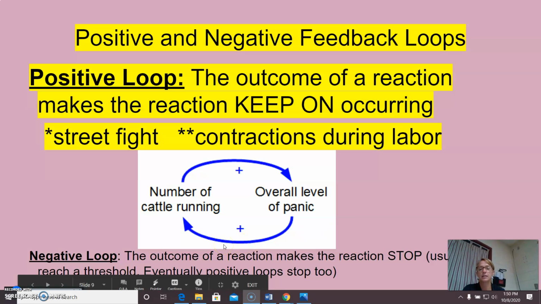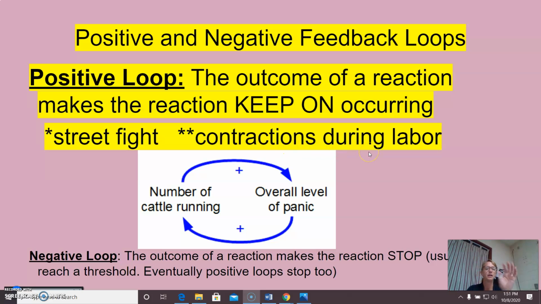It's usually because it hits a threshold. So you've hit enough punches or the cows run out of energy. Another example of positive loop would be the uterus contracting during labor. It also happens when a mother is breastfeeding a baby, and I will spare you all those details just for time.